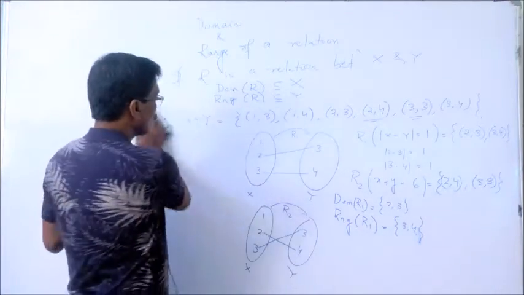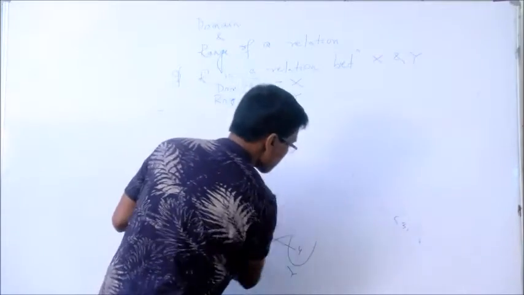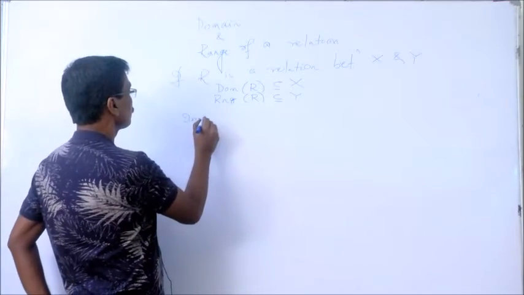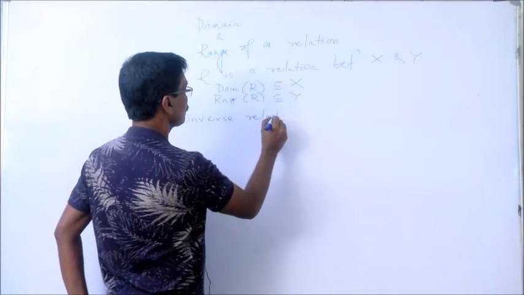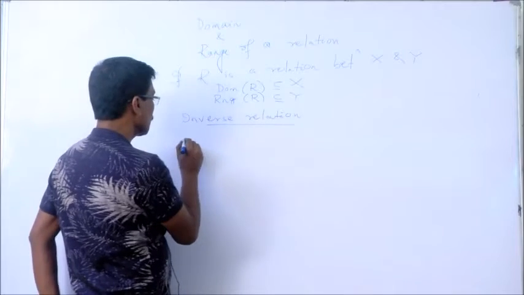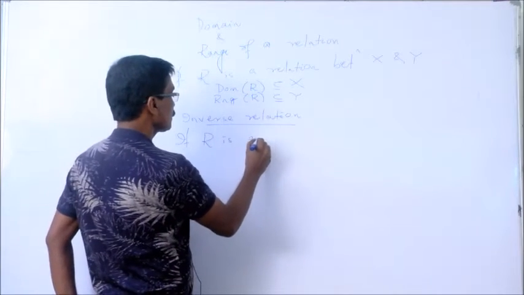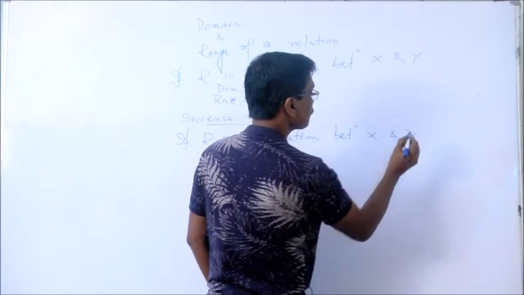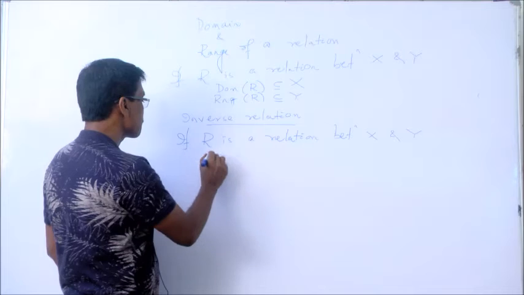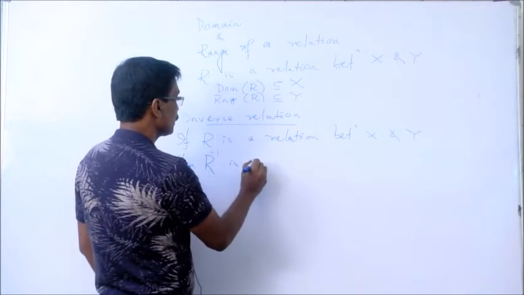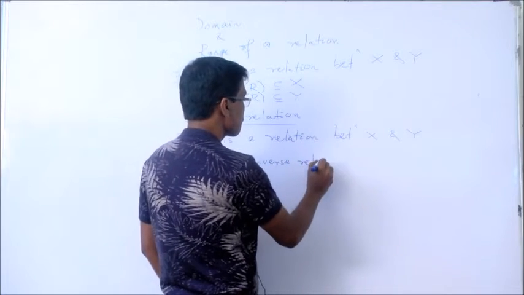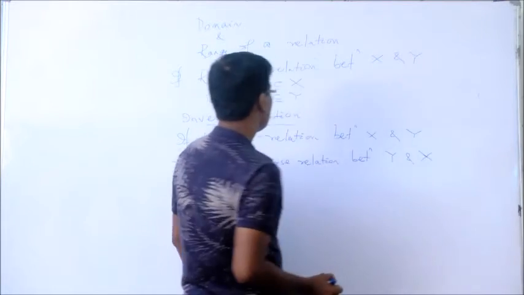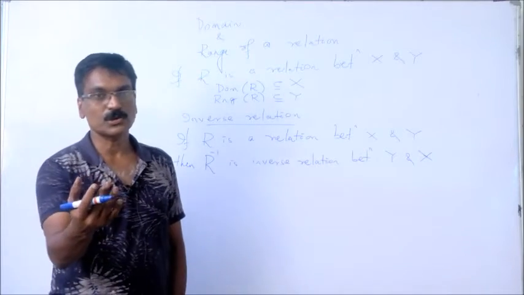Next, we have inverse relations, which is defined as follows: if R is a relation between X set and Y set, then R inverse is the inverse relation between Y and X. So, an inverse relation is just reversing the relation.